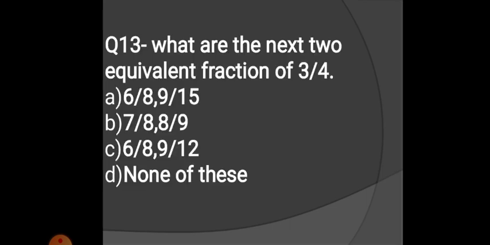Question number 13. What are the next two equivalent fractions of 3 upon 4? Options are A 6 upon 8 and 9 upon 15, B 7 upon 8 and 8 upon 9, C 6 upon 8 and 9 upon 12, D none of these. So now let's check what is the answer. The answer is option C, 6 upon 8 and 9 upon 12.